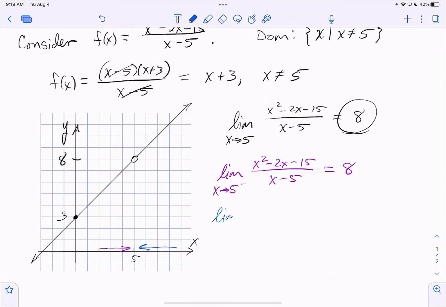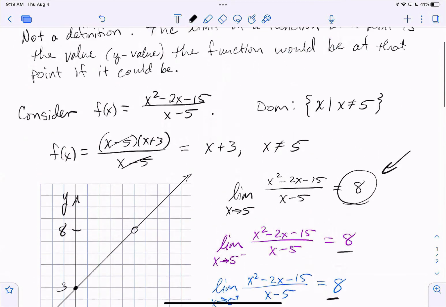And likewise, we would say that the limit as x approaches 5 from the positive side, a little exponent looking plus, of x squared minus 2x minus 15 over x minus 5 is also equal to 8. Now, the deal is that if from the left and from the right I'm saying the same number, then I can say, yep, the limit is 8. And that's the concept of a limit.